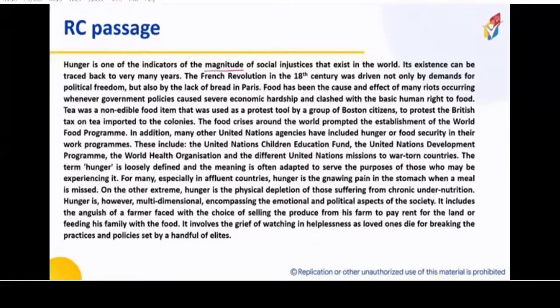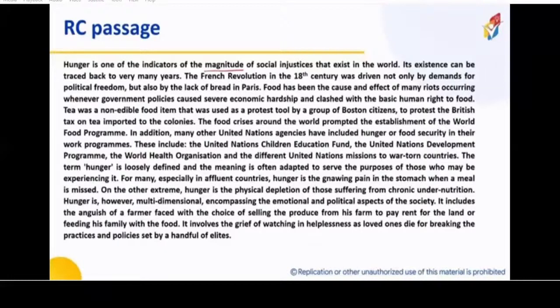The French Revolution in the 18th century was driven not only by demands for political freedom, but also by the lack of bread in Paris. So this sentence highlights the role of hunger in revolutions in the past. Food has been the cause and effect of many riots occurring whenever government policies caused severe economic hardship. So food, meaning lack of food here, has been the cause and effect of many riots.